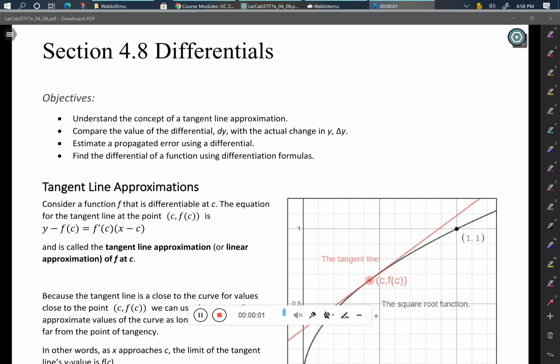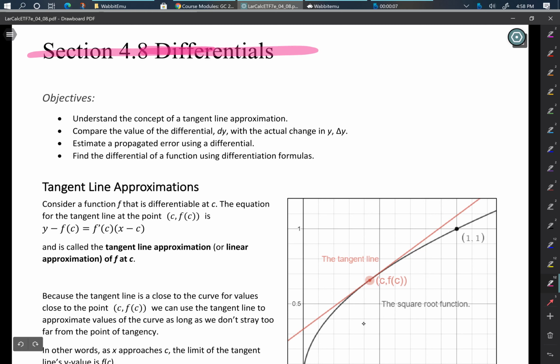Okay, so here we go. This is section 4.8. The title of section 4.8 is differentials. In this section, we're going to take a look at this idea of a tangent line to a curve as an approximation tool.